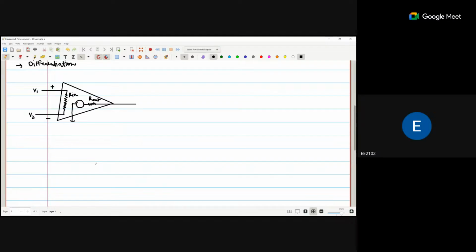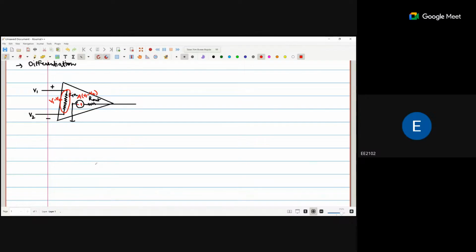V2. The voltage drop across R in, the voltage drop across this resistance, is the difference between the two terminals' voltage. So that is V1 minus V2. And this voltage source will be A times (V1 minus V2). So this is basically the internal diagram. If you see anywhere in the operational amplifier's internal part, the diagram should be like that.